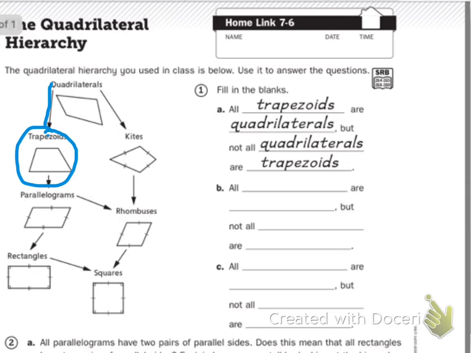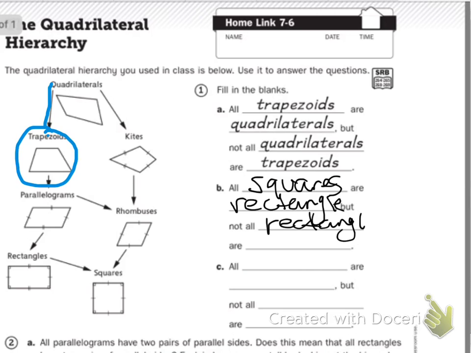So let's pick one. I'm going to say all squares are rectangles, because a square has four sides like a rectangle, and they all have four right angles. But not all rectangles are squares. And why is that? Because look at our rectangle. It doesn't have four equal sides like a square does. So you need to do the last one.